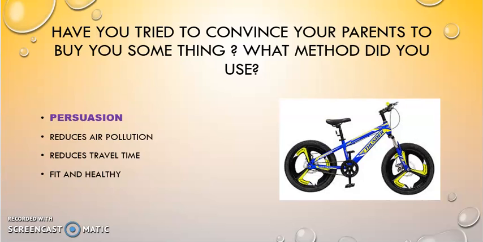So in case you want a bike and you're going to your parents, you're going to tell them, Mom, Dad, I would like you to buy me a bike. Now they're going to ask you, why do you need a bike? So you're going to give them a lot of reasons, isn't it? You may tell them that traveling to school on your bike reduces air pollution. You could also tell them that it saves time instead of walking to school. You could also tell them that it would make you fit and healthy, right? So you would give them various reasons why they should buy you a bike.